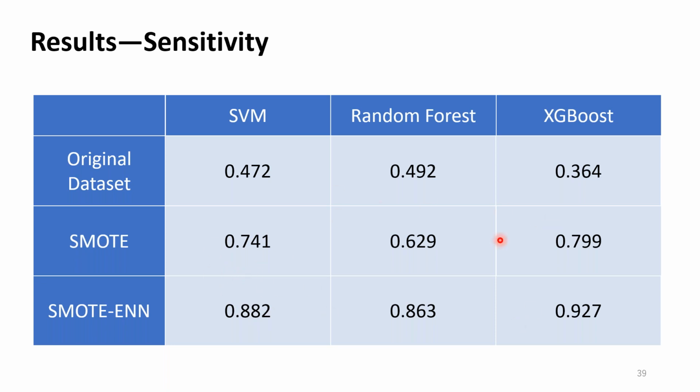Comparing between these, for all classifiers, SMOTE-ENN shows the highest sensitivity, and among the three, XGBoost showed the highest, about 0.927, followed by support vector machine and random forest. So when we use SMOTE-ENN in this data, XGBoost showed the highest performance in terms of sensitivity.